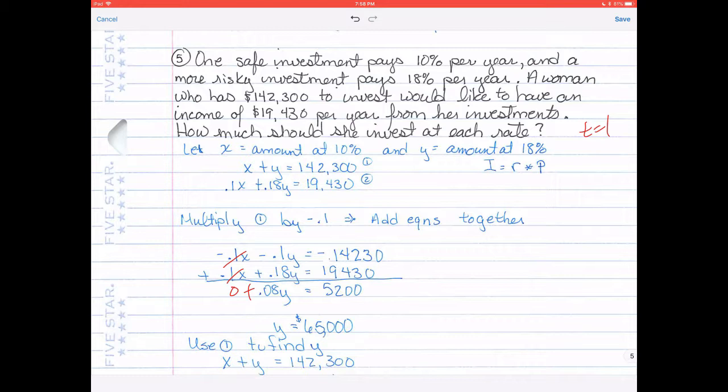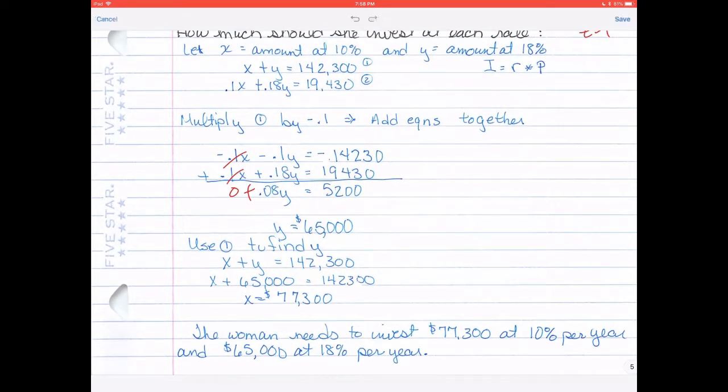Okay? So I get 0.08y equals 5,200. So then y equals 65,000. So now I have that x plus 65,000 equals 142,300. So then x is 77,300.